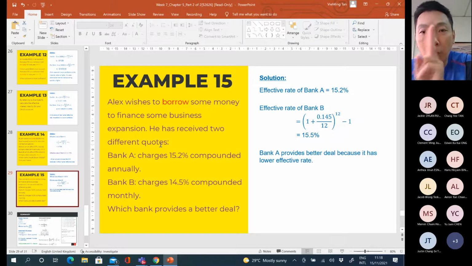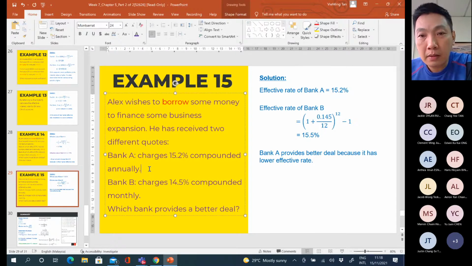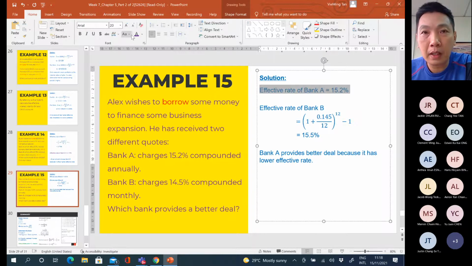So he has two different quotes from two banks. Bank A charges 15.2% compound annually. Compound annually means M is equal to 1. So that means 15.2% is the effective rate. The effective rate for Bank A is 15.2% because of the words compound annually.